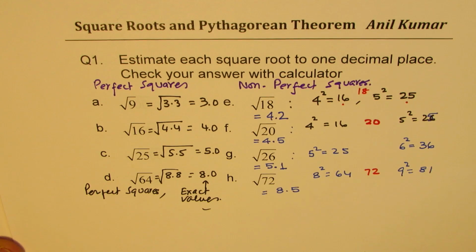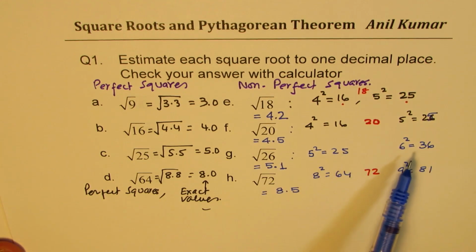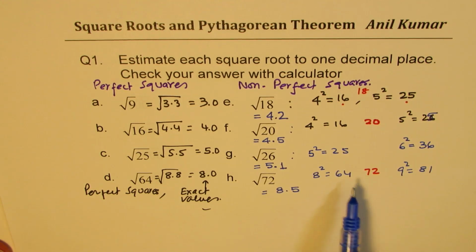So you could easily estimate square roots by finding perfect squares close by. So in between numbers could be estimated. Correct? So that is how you do it. So I hope this concept is clear.